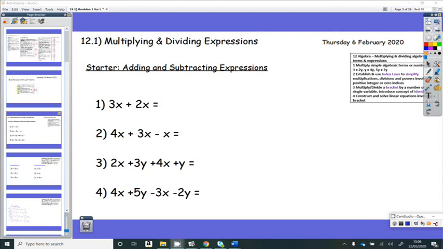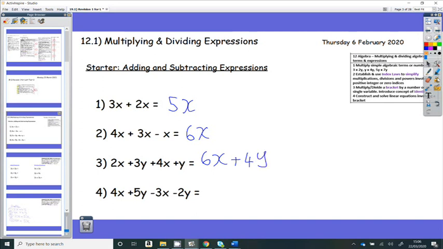So 3x plus 2x is just 5x. Now 4x add 3x is 7x, then 7x take away 1x gives us 6x. Then number 3, 2x add 4x is 6x. And then 3y plus y is plus 4y.